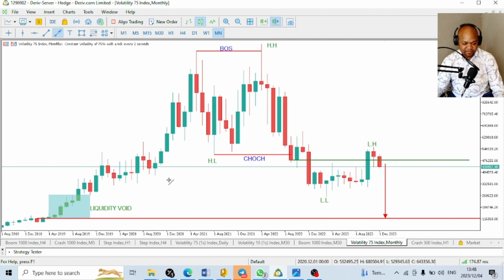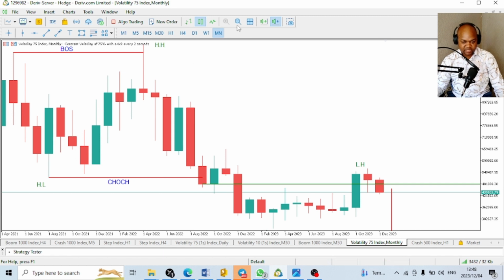Apart from that, price is always moving to do two things. One, it will correct an imbalance, or it will be moving to grab liquidity. So basically, in this particular example, we can see that Volatility 75 has been moving so that it corrects this liquidity void. There's an imbalance here. We only have green candles. We are supposed to have bearish candles at this particular level.